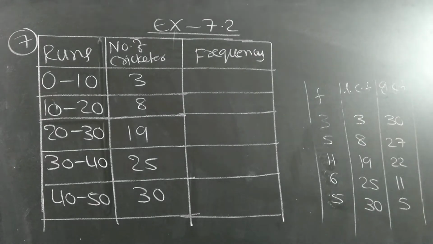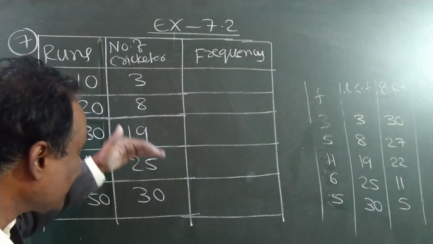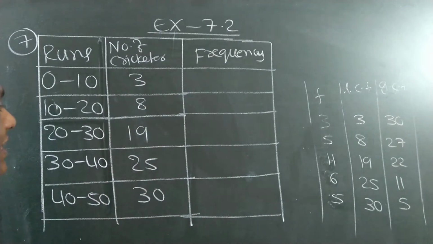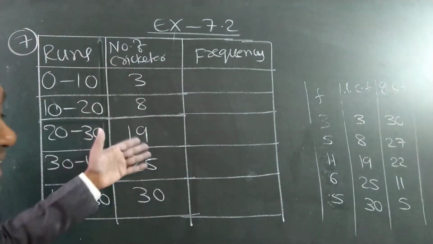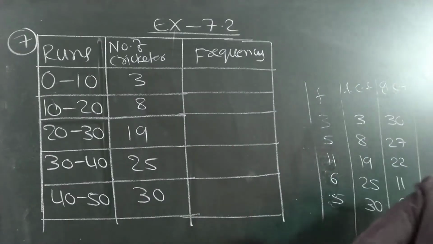Is it less or greater? You have to tell, students. So these values are in increasing mode, increasing. This is less than cumulative frequency. The given values are less than cumulative frequency. Write down the reason. Write on the table.